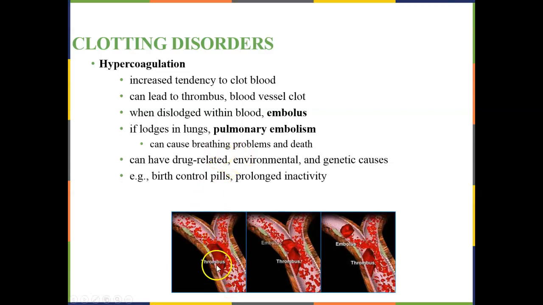If that thrombus dislodges and starts moving, so here you can see part of that thrombus dislodges, and so now you have this little piece here. This is an embolus. Emboluses are very, very dangerous because they can clog up some of our major arteries. And when that happens, it can lead to the inability to breathe properly, the inability to get oxygen to our tissues properly, and this can lead to death.